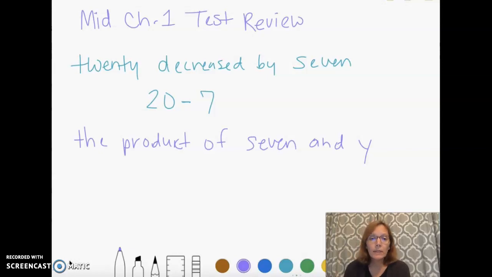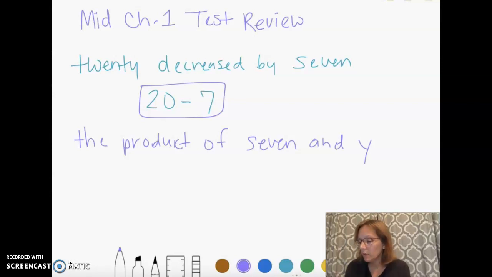But 20 decreased by 7, and the way that I check my work is I just go back and read what I wrote. And this says 20 decreased by 7. So that means I did the right thing because it matches my words.